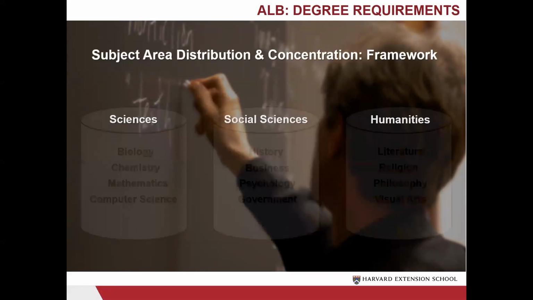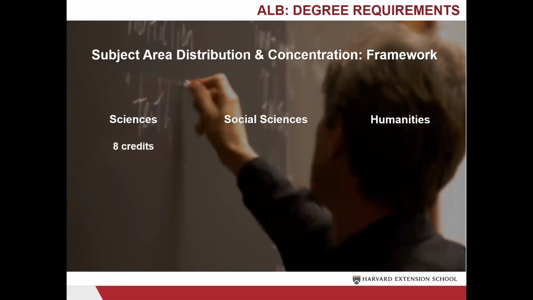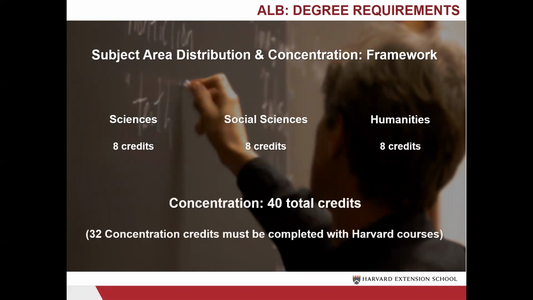This being a liberal arts degree, it is required that a minimum number of credits be completed in each subject area, with a total of 40 in whichever of these three subject areas will be your concentration. In your subject area concentration, 32 credits must be completed at Harvard, though transfer credit can satisfy the distribution requirements in the other two subject areas.